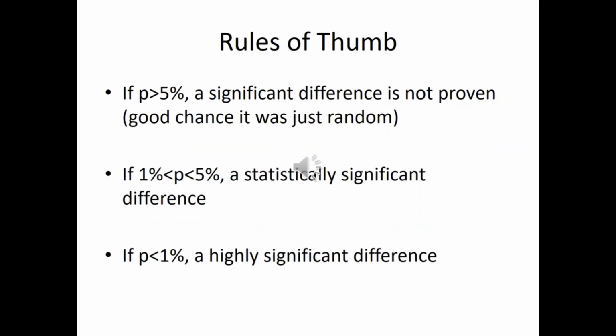A good rule of thumb is p is greater than 5%. You generally don't take that as being proven because there's a good chance, more than 1 in 20, that it was just random variation. If it goes from 1 to 5%, we call that statistically significant. And we would probably pull the trigger on that one. But if it's less than 0.1%, man, it's probably not random chance at all. Something's actually happening.